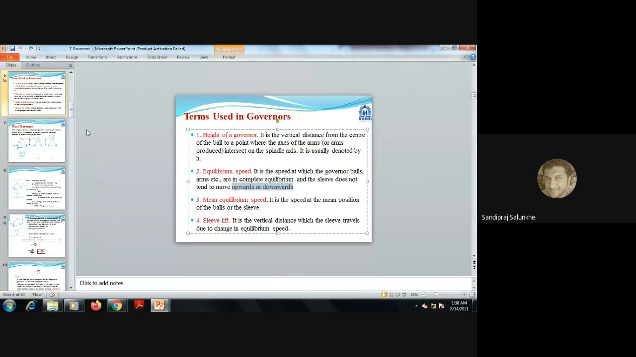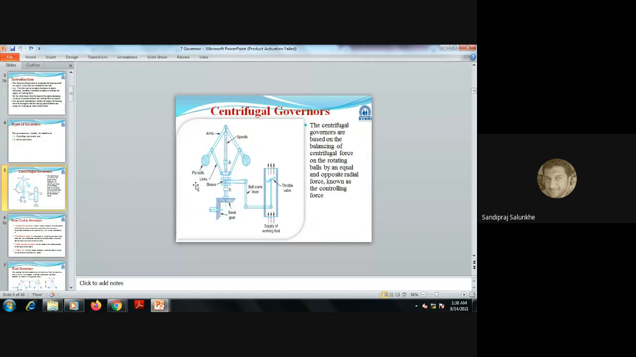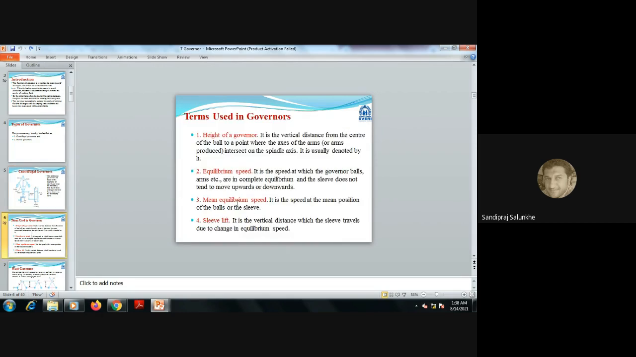that is in case of this governor, the diagram which we have seen, if sleeve is at uppermost stopper, then we have to measure radius. Okay, radius you have to measure up to the center of this ball. And when the sleeve is at lower stopper, then you have to measure the distance between center of ball and axis of rotation. That is the lower radius of rotation. Then mean, if you are going to take of that two radius, that is called as mean radius. And when the fly balls are rotating at the mean radius, that speed is called as mean equilibrium speed. Then sleeve lift.